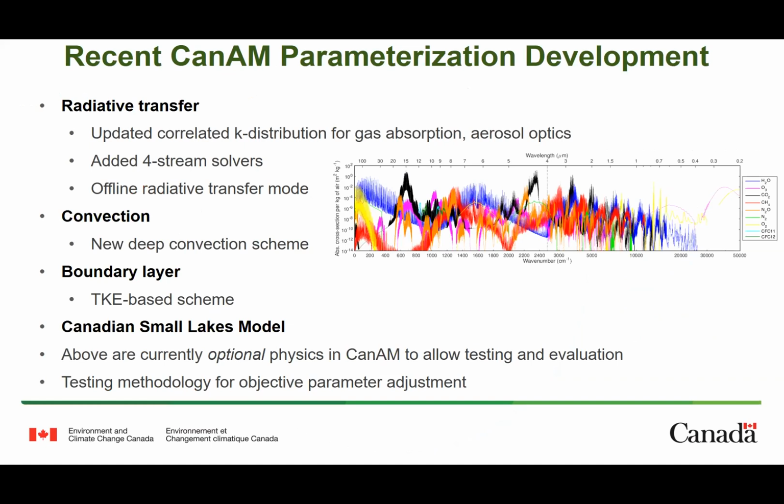So I'll give a quick overview of some really recent work we've done on improving or developing our CAN-EM physical parameterizations. One thing that's happened a lot in the last year is that Jingnan Li, who developed the radiation code, has spent quite a bit of time updating it. He's done a real revamp, using all the new spectroscopy to update its correlated-k distribution model for gas absorption. He's also been looking at aerosol optics, improving those.